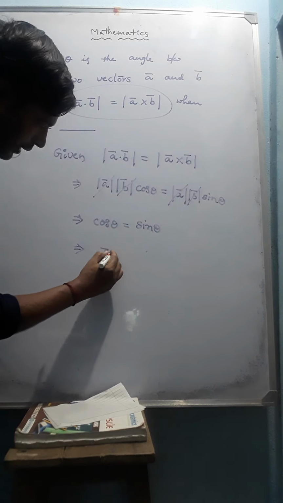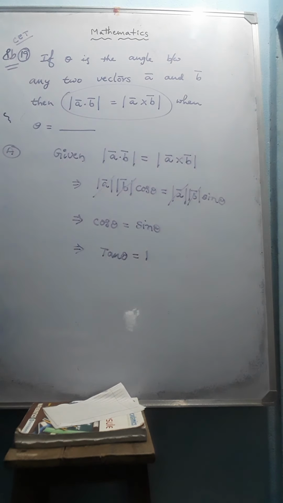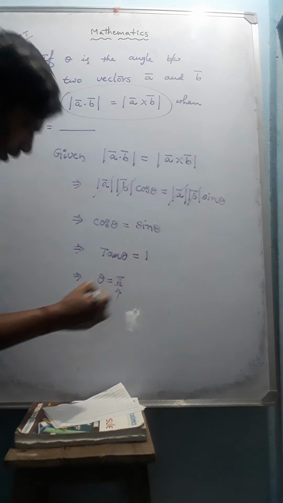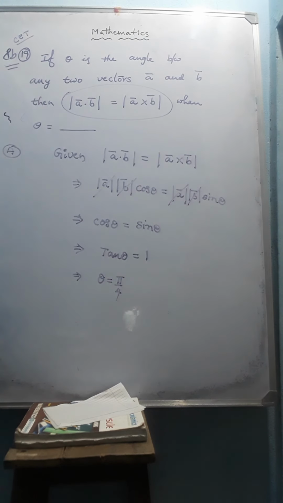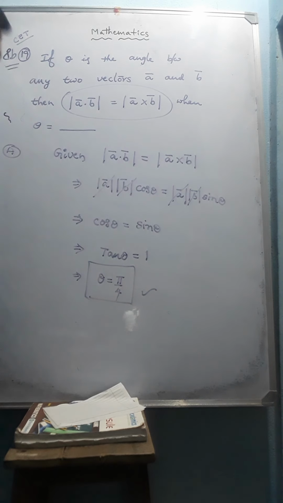So tan theta is equal to 1, then theta is equal to pi by 4. Tan 45 degrees value is equal to 1. Okay, so the angle is 45 degrees, that is pi by 4 radians. Write it fast. So this chapter is completed. Next we can start three-dimensional geometry.